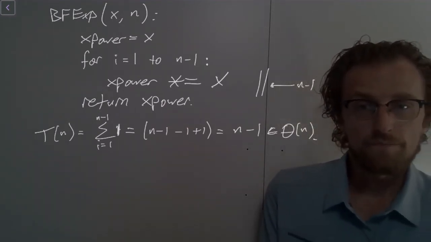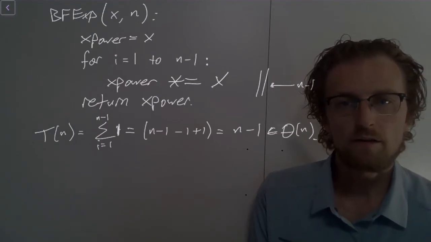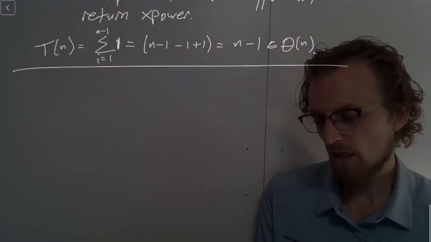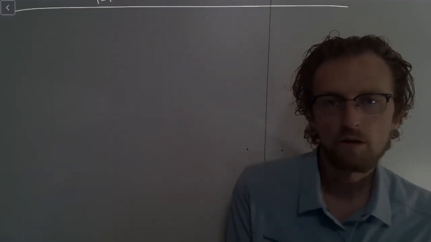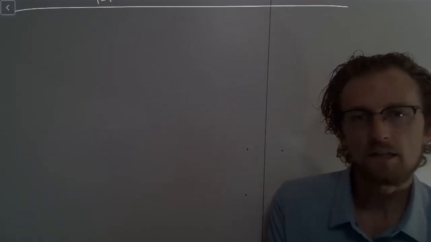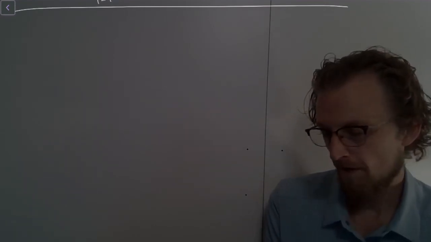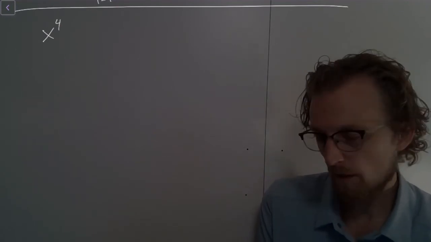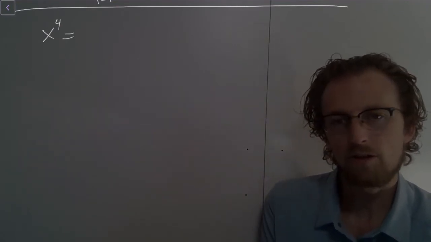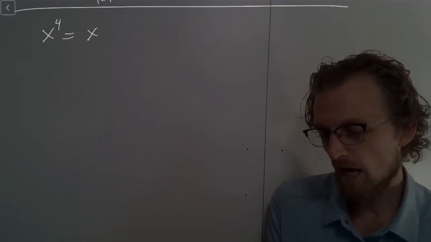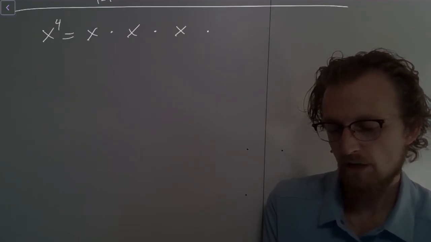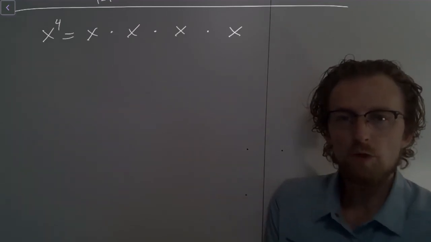So just like the other one, we can look at what we've just done and ask ourselves, did we really need to do all that work? So let's think about this in a slightly more concrete example. Let's think of this in the context of n equaling 4. So what if we wanted to compute x to the 4th? So let me just write that down, and then we can think about what it actually includes in it. So this is x times x times x times x. And so you can see there the three multiplications, right?